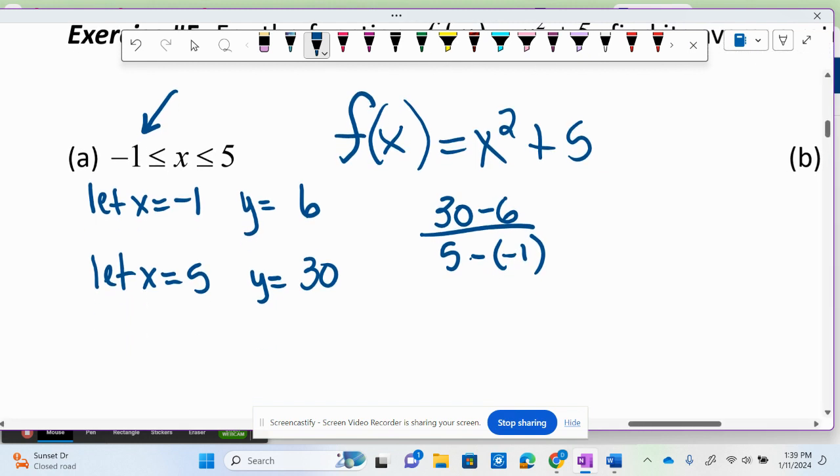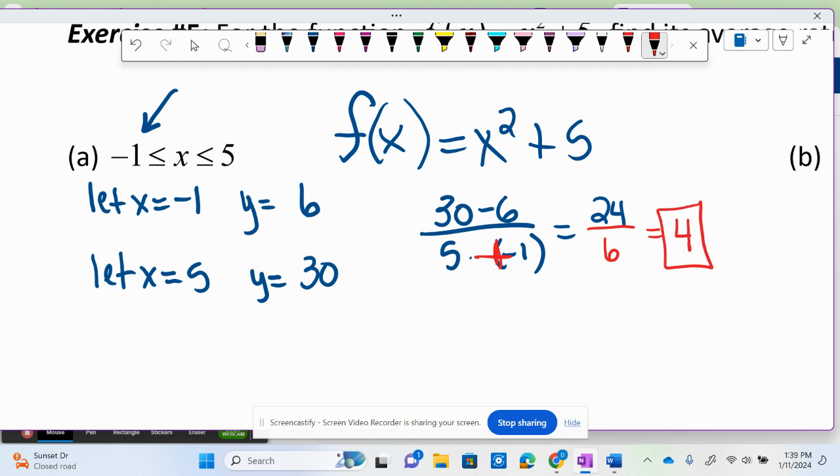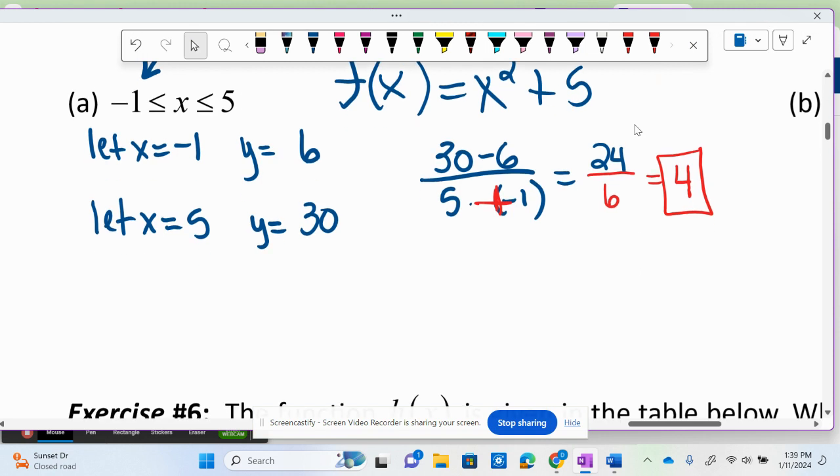What's 30 minus 6? 24. What's 5 minus a -1? And you can put it into your calculator just like that. Or remember that minus a negative means plus. 5 plus 1 is? So what does that turn out to be? 24 over 6 is 4. So this 30 minus 6, 5 minus a -1, that's the slope formula.